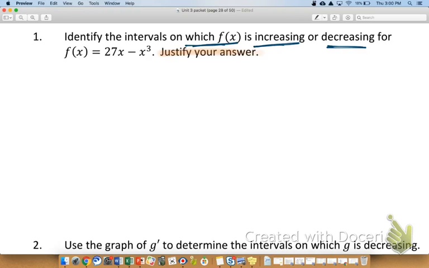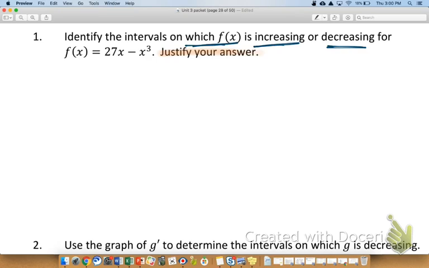When it's positive. When f prime is positive or negative, because think about it. If I could prove that on a certain interval f prime was positive, what would I then be able to say? F is increasing. But if I could find a place where f prime was negative, then I could say that f is decreasing. So finding f prime makes sense?